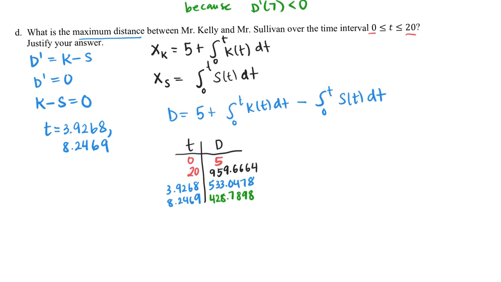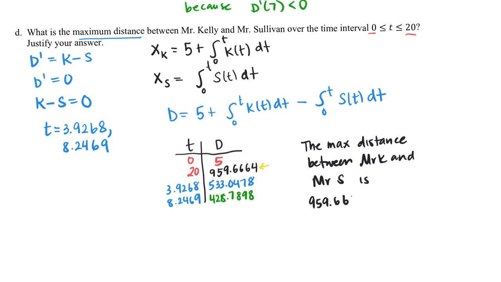Now I'm going to answer the question. What is the maximum distance? The maximum distance is going to be that one. So the maximum distance between Mr. K and Mr. S is 959.664 yards. Then it says justify your answer, for the extreme value theorem. Your justification is that you checked the endpoints and the critical numbers, listed all their values to prove that you have taken the highest of the values.